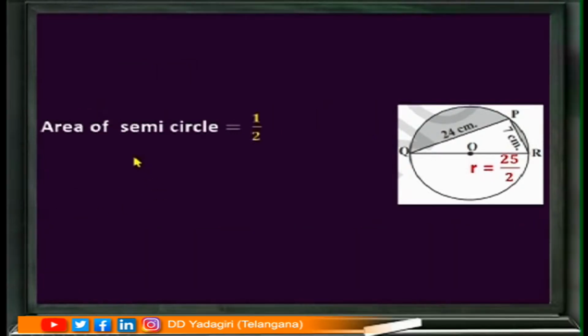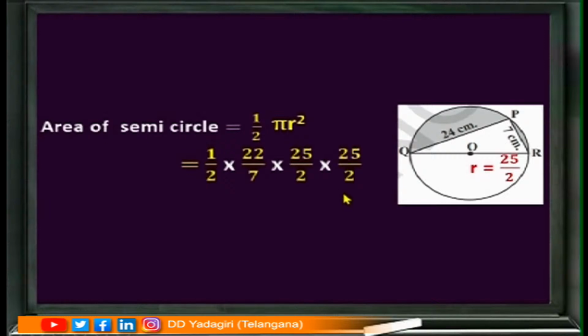So, area of a semicircle is equal to half into pi r square. Area of circle formula is pi r square, so area of semicircle is half into pi r square. Now, let us substitute: 1 by 2 into pi is 22 by 7, r is 25 by 2 into 25 by 2. If you simplify this, you will get the answer as 245.53 centimeter square. So, we got the area of the semicircle, which is 245.53 centimeter square.